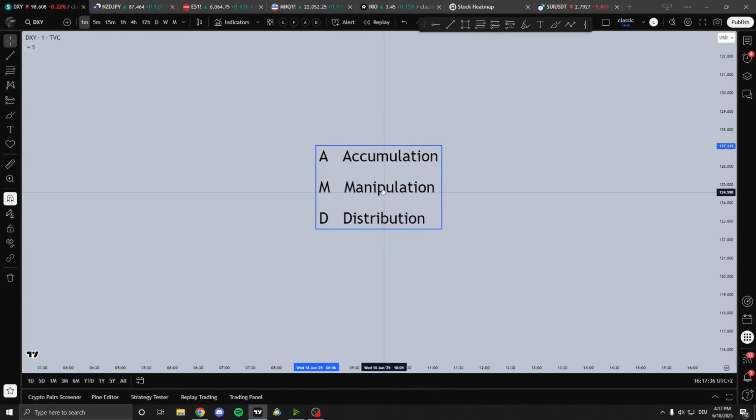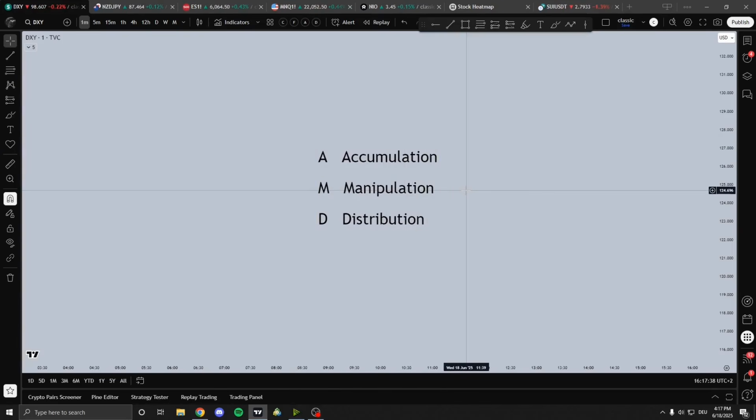Now, how do you define high probability AMD? As I already said, you always need higher time frame bias, because if you don't have a bias, you don't know where you want to look for a manipulation, and without a bias, you also can't create a narrative according to the bias. Reminder, the narrative is always how price is moving, bias is where price is moving, meaning up or down. So the first step is always define a bias.